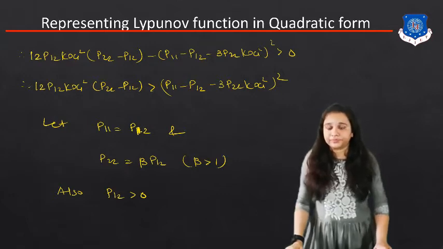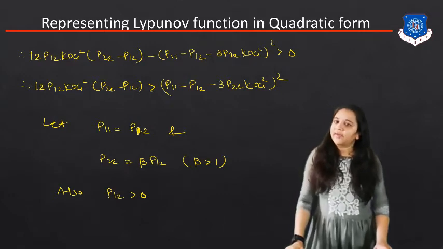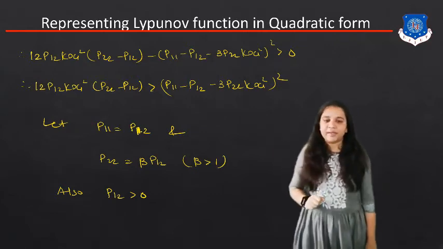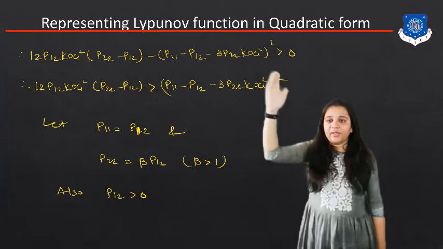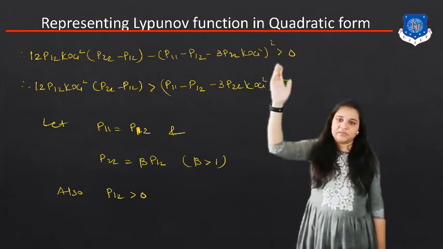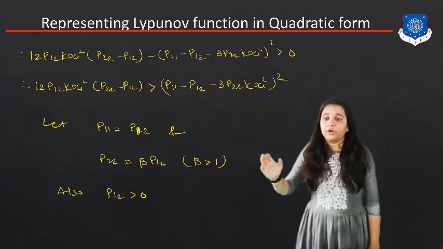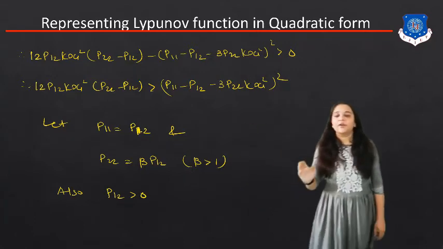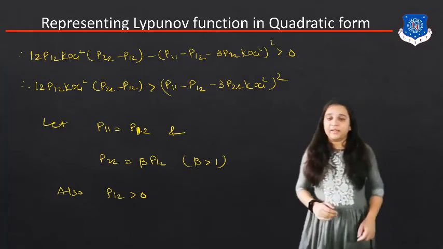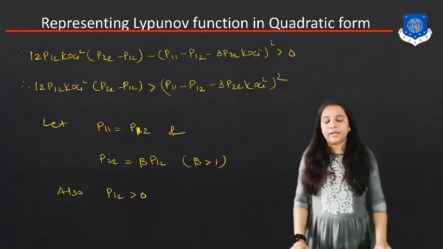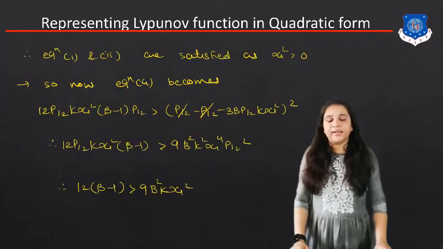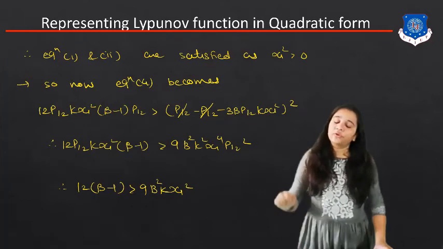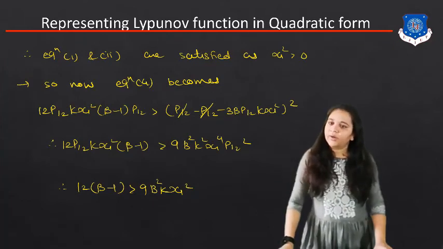So we have to simplify this equation: 12 P12 k x1 square in the bracket P22 minus P12 minus P11 minus P12 minus 3 P22 k x1 whole square greater than 0. So we take P11 is equal to P12 and P22 is equal to beta P12, where beta greater than 0 and also P12 greater than 0. So equations 1 and 2 are satisfied, and x1 square is equal to 0. So we have to only check equation number 3.